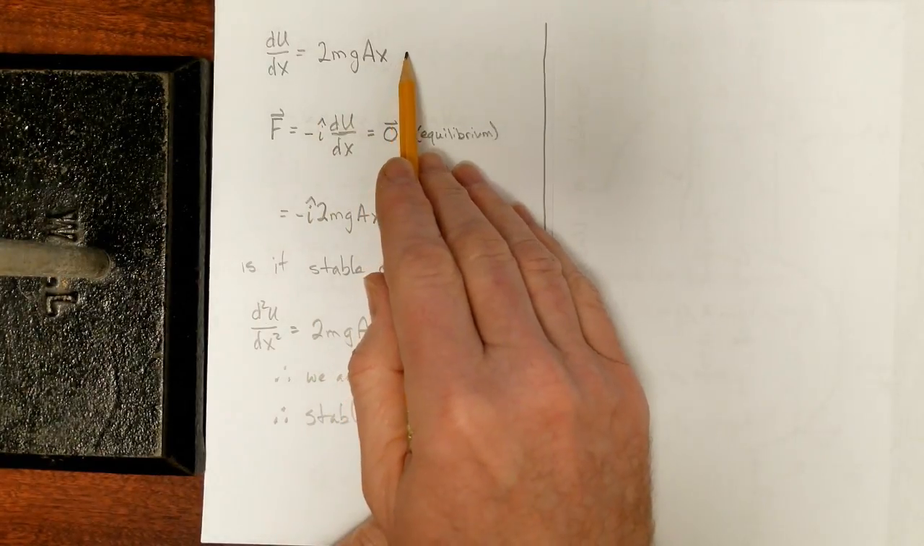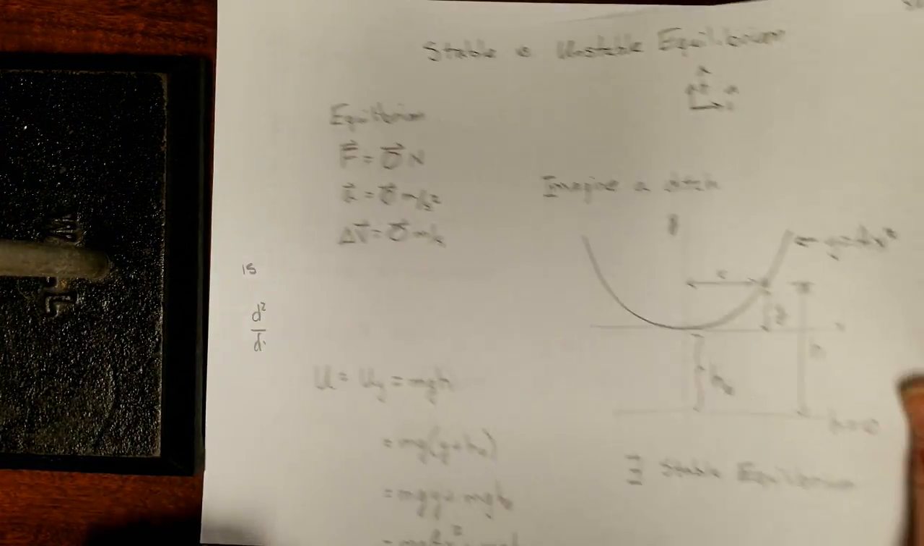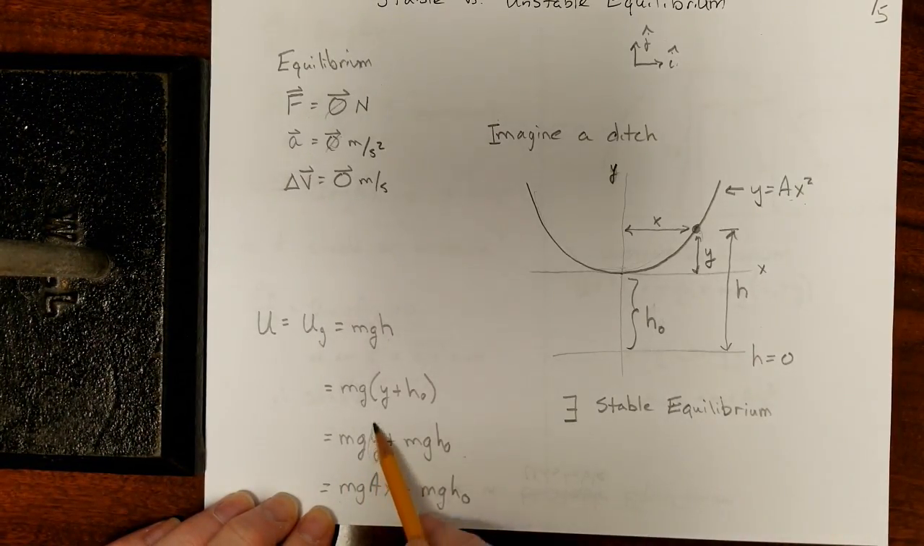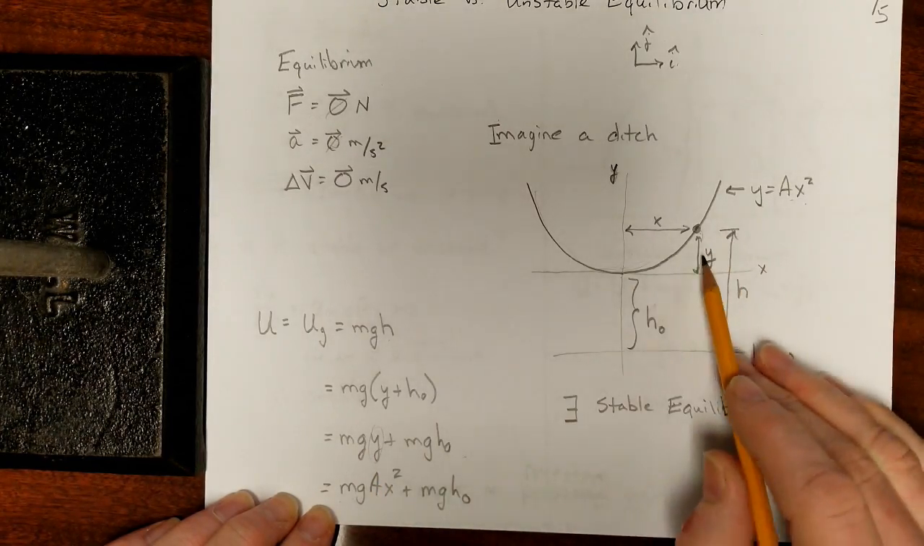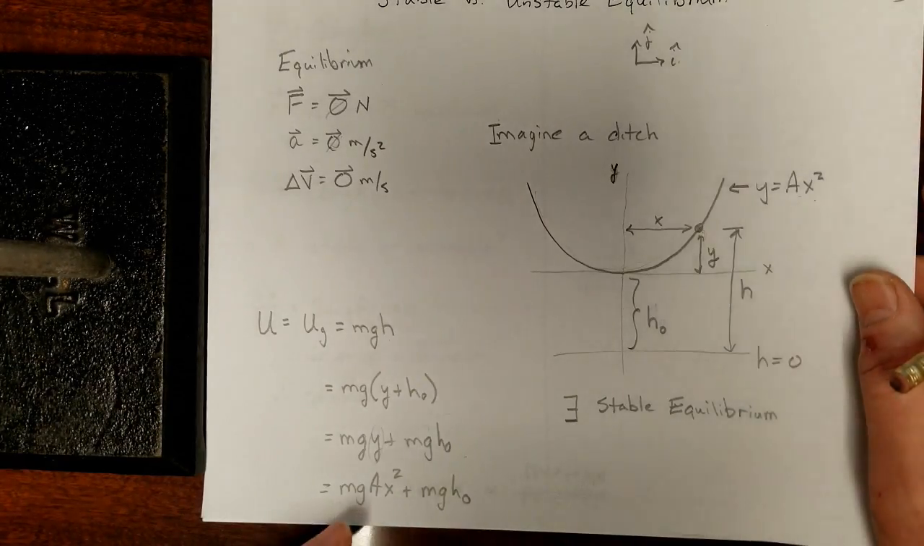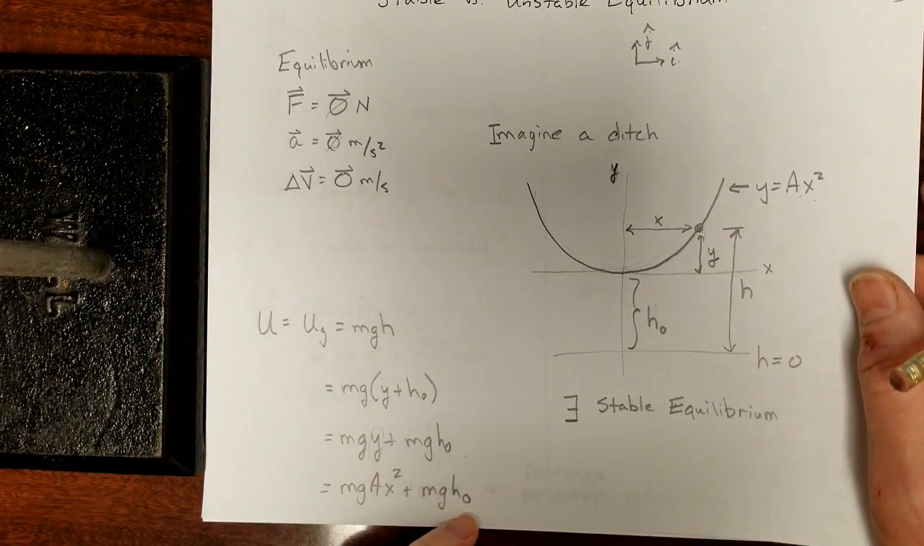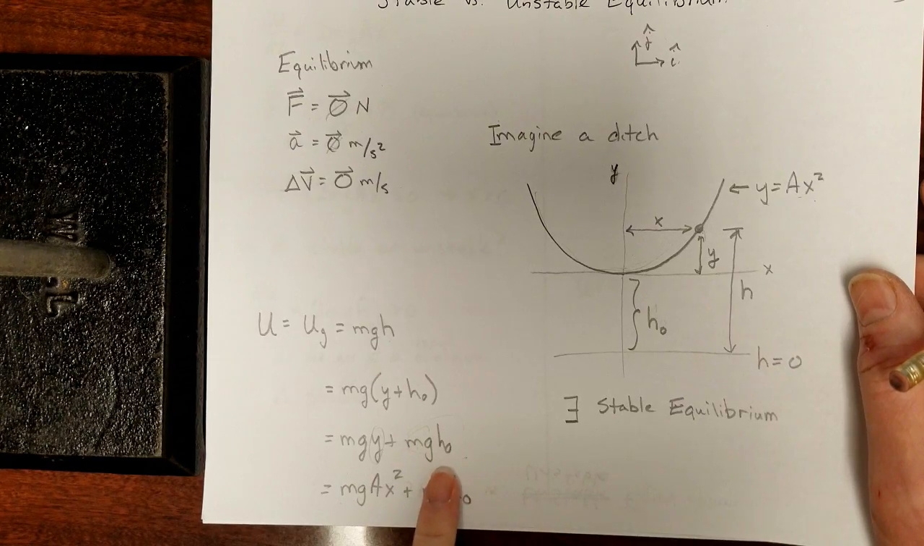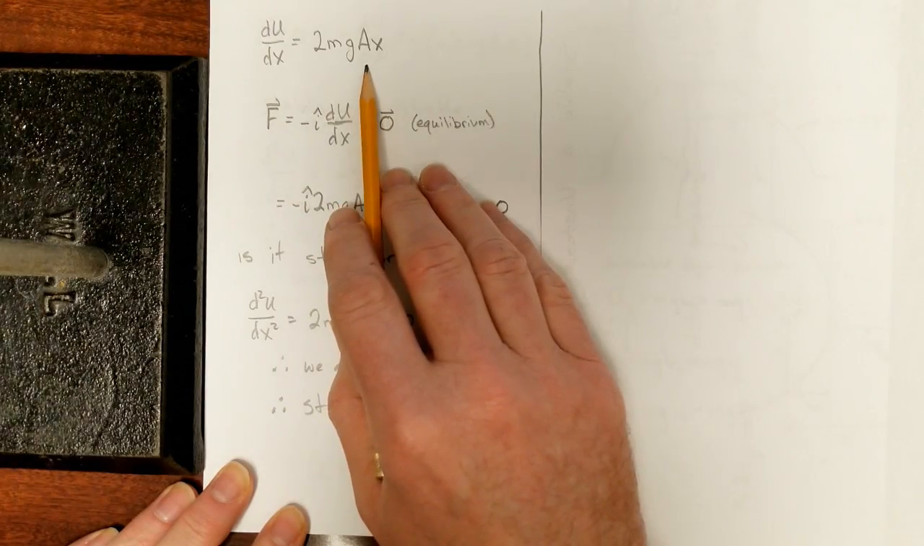And remember that I had that plus a constant. So I have mg times some height here, which I'm labeling as y, plus a constant. I talked about a constant in other videos. I take the derivative of mg ax squared plus mg h naught. This whole thing here is a constant, so that's going to drop out, and I'm going to be left with 2 mg ax, as mentioned just now.